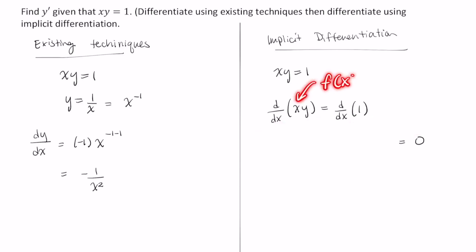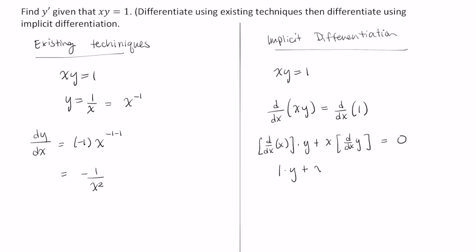x is just a function, f of x equals x. And then we're treating y as a function of x, but we don't actually know what it is. So let's apply the product rule. That is, I want the derivative of x with respect to x times y plus x times the derivative with respect to x of y. The derivative of x with respect to x is just 1. So this is 1 times y plus x times, and now we don't actually know what y is, so this is like writing y prime or dy over dx. And this equals 0.